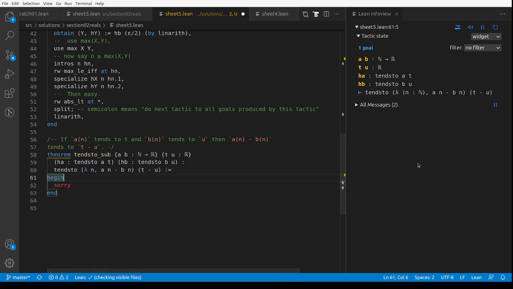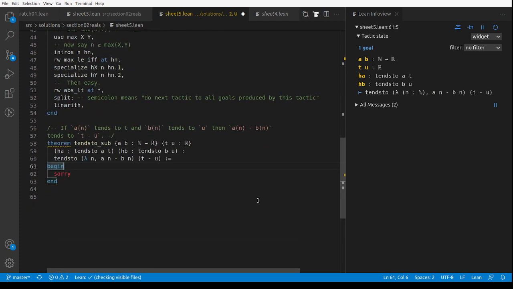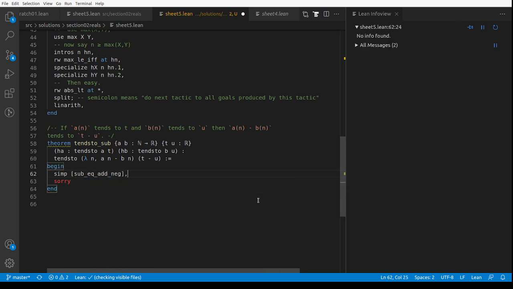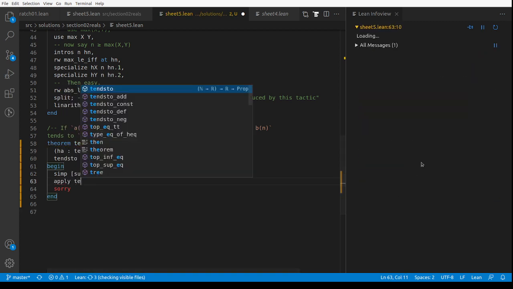What's the idea? The point is, I'd like to use tends to add, and tends to add is talking about limits of sums of things. So it would be nice if I could rewrite this difference as a sum, right? It would be nice if I could write x minus y as x plus negative y, right? So subtraction is addition of the negative. So what would that be called? sub_eq_add_neg. There, you see that's changed both occurrences of the minus to addition of the negative. And so now I can probably apply tends to add.